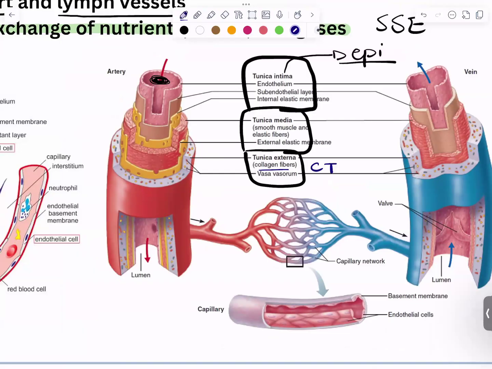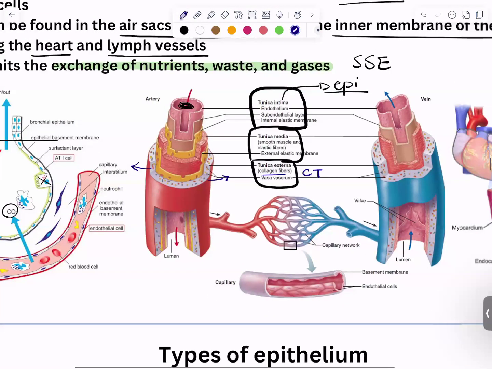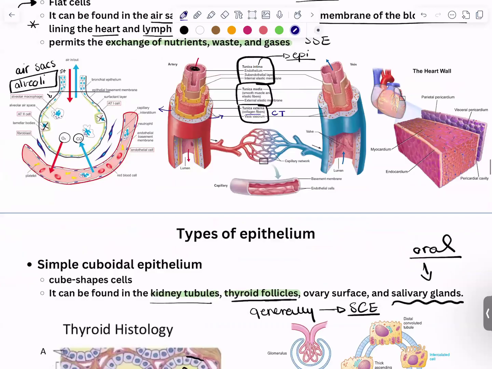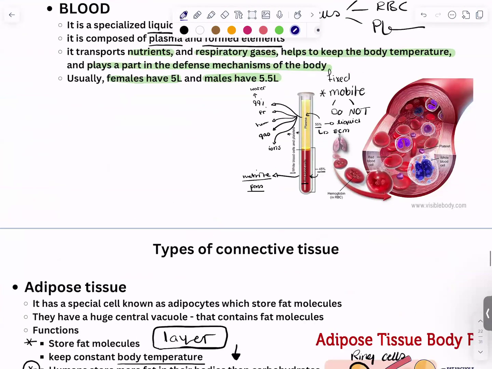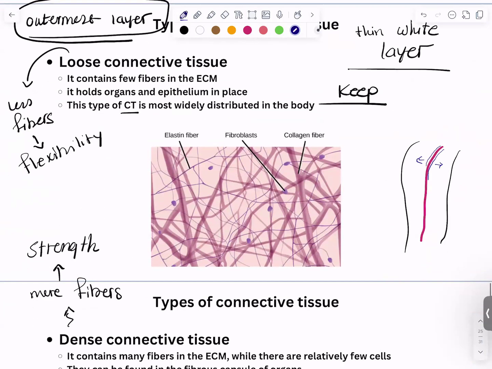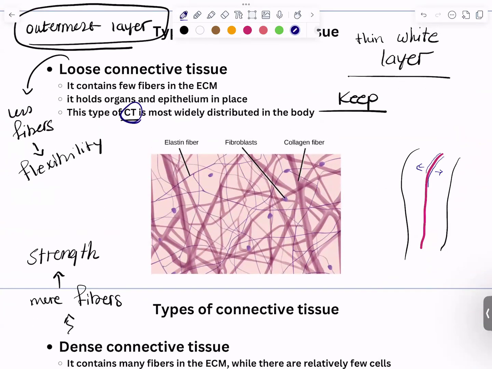So this is the outermost layer, for example, of blood vessels, which connects the blood vessel to the surrounding. If you want to connect the organs in different parts to each other, we have loose connective tissue. Loose connective tissue is the most common type, because it's the outermost layer of the organs. It's responsible for keeping the organs next to each other, and it's very, very important.